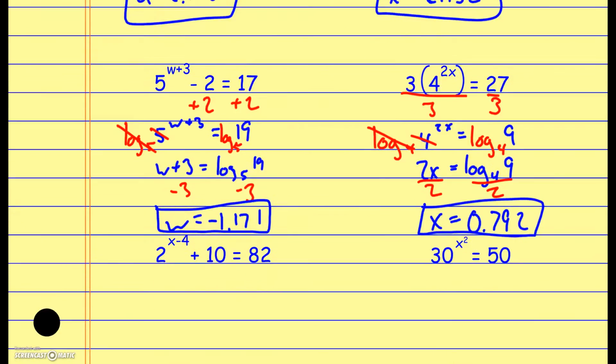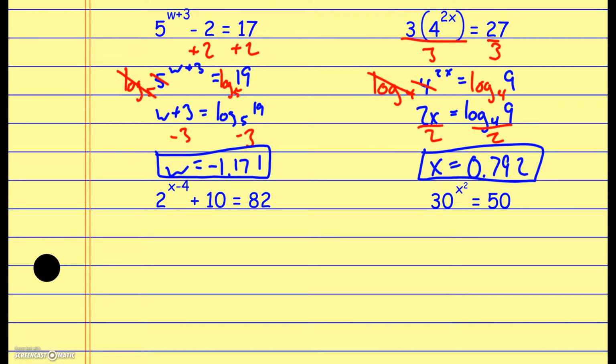If I look at this one, again, I got to get the exponential part by itself, so I'm going to subtract the 10 from each side. So I end up with 2 to the x minus 4 equals, that's going to give me a 72. And now to undo 2 raised to a power, I have to do log base 2. Whatever I do to one side, I have to do the other side. Over here, the log base 2 and the 2 cancel, leaves me with an x minus 4.